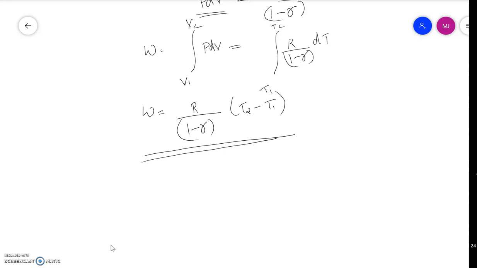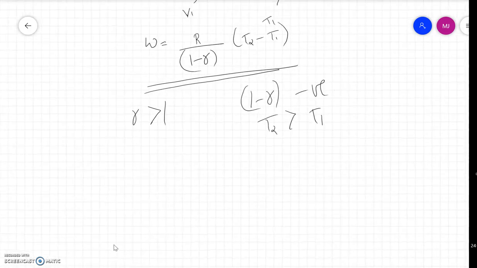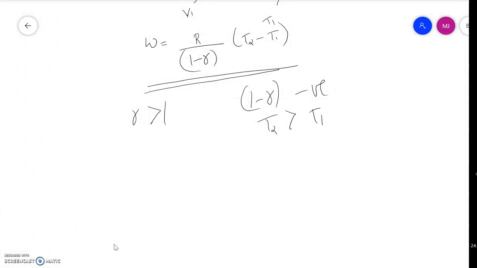Here we know that gamma is actually greater than 1. Therefore, the term 1 minus gamma will always be negative. So if during the process T2 is greater than T1, that is the final temperature is greater than the initial temperature, W will be negative. That is, the gas is compressed, that is the work is done on the system.